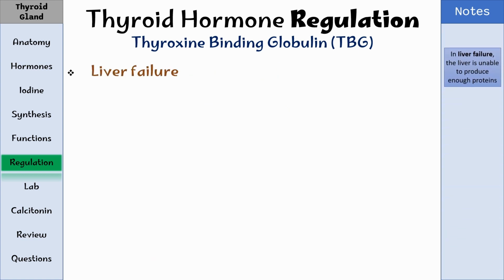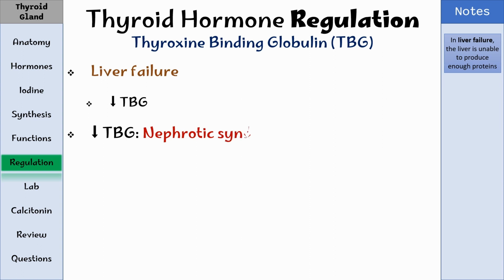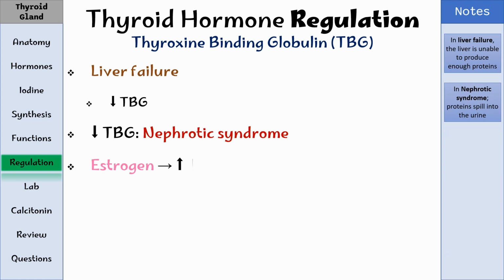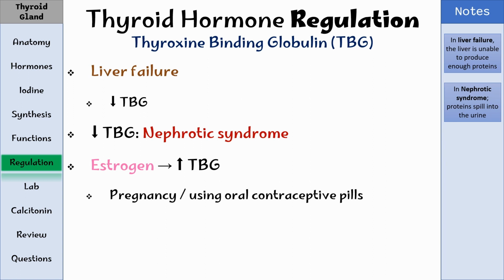In liver failure, the liver is unable to produce enough proteins. One of those proteins is TBG, so this results in low TBG levels, which will measure low total T4 levels in the lab. TBG is also decreased in nephrotic syndrome, where proteins spill into the urine. It's also worth knowing that the estrogen hormone raises TBG levels, so women who are pregnant or women who are using oral contraceptive pills can have raised TBG levels, and this shows high total T4 levels in the lab.